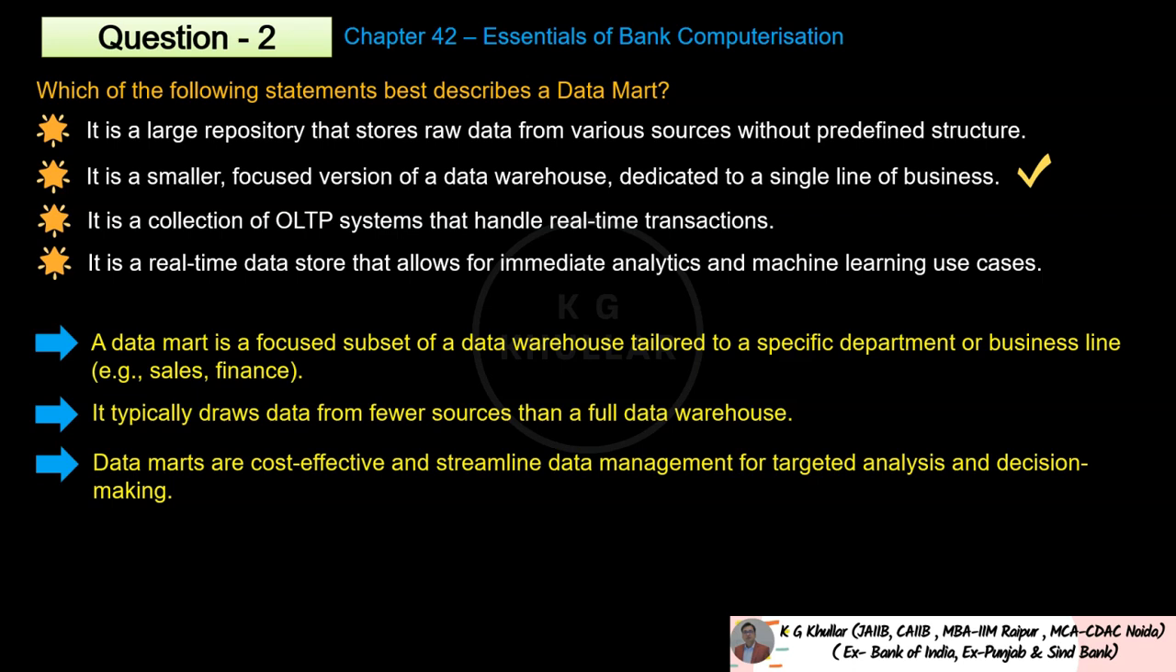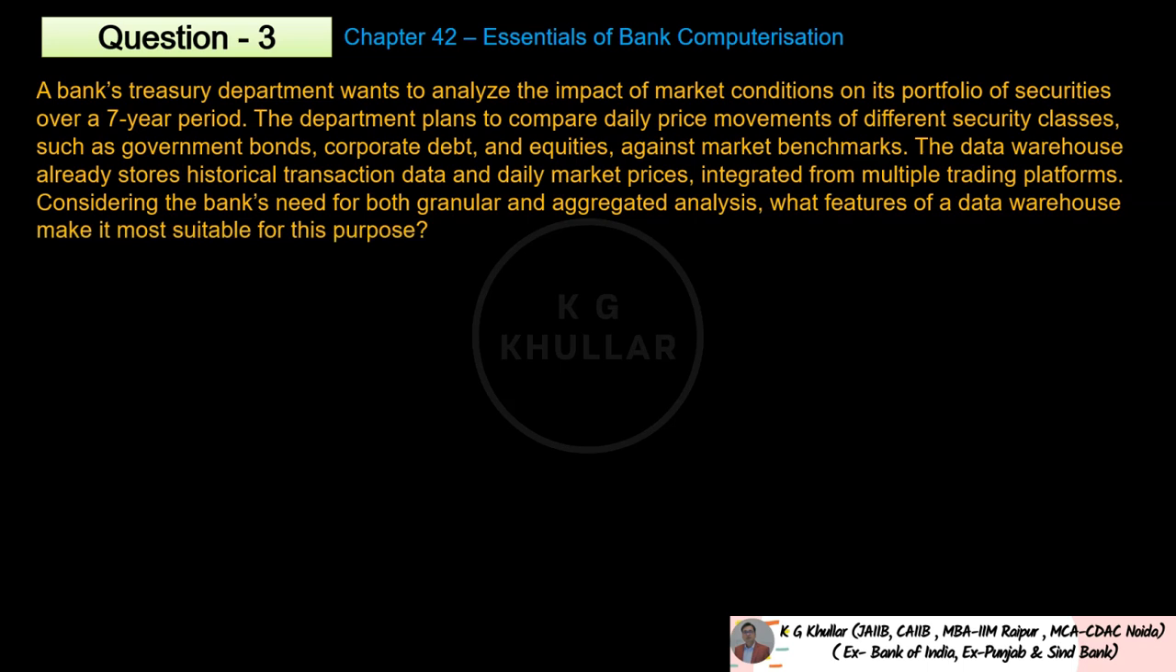Then next question is from chapter 42, that is Essentials of Bank Computerization. And the question goes like this. A bank's treasury department wants to analyze the impact of market conditions on its portfolio of services over a 7-year period. The department plans to compare daily price movements of different security classes such as government bonds, corporate debt, and equities against market benchmarks. The data warehouse already stores historical transaction data and daily market prices, which were integrated from multiple trading platforms.